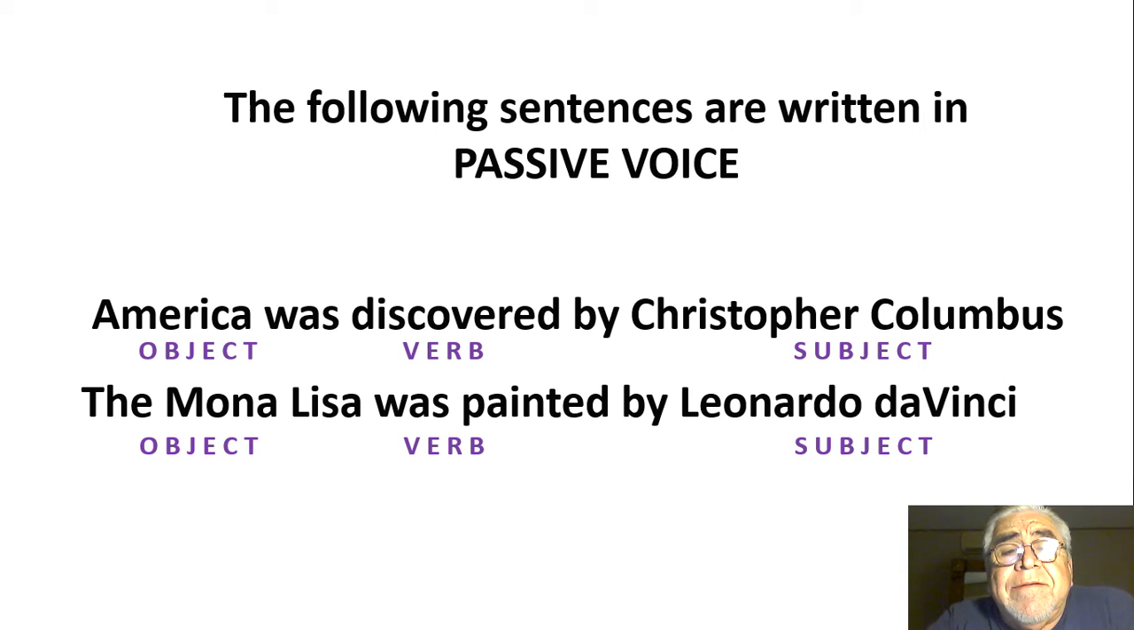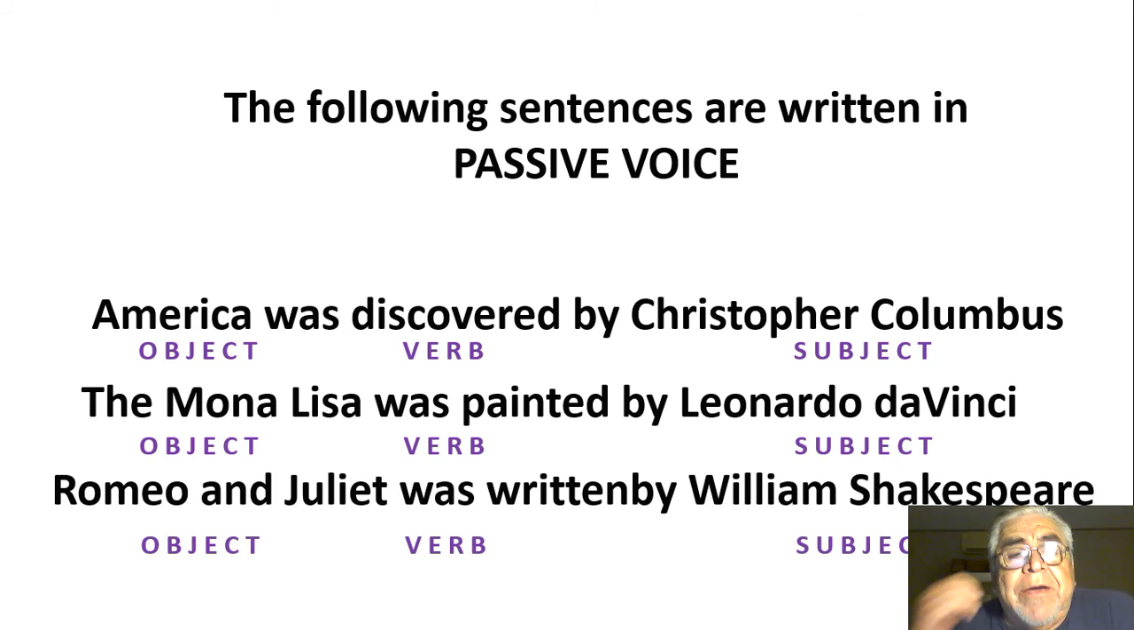The Mona Lisa was painted by Leonardo da Vinci. In this sentence, the Mona Lisa is the object who received the action. What action? Was painted. By who? By Leonardo da Vinci. So Leonardo is the subject. And the third example, Romeo and Juliet, is a book. It's an object that was written by who? By William Shakespeare. So William Shakespeare is the subject who did the action.